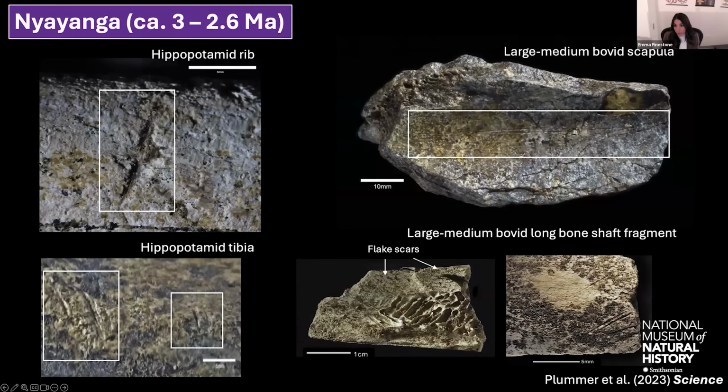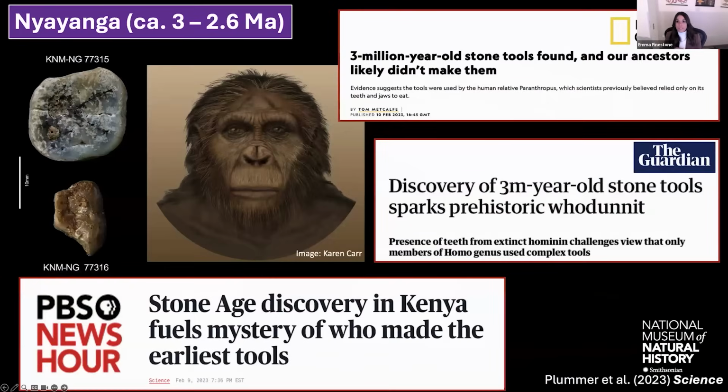We also know that they were used for plant processing because of the use wear on the edge of the stone tool. But what was a little unexpected is that we found these tools and the butchered hippo associated with a member of the genus Paranthropus and not a member of the genus Homo.